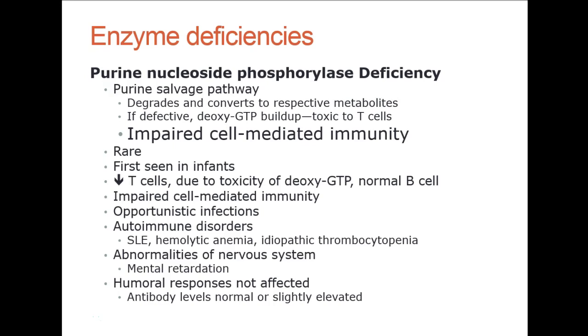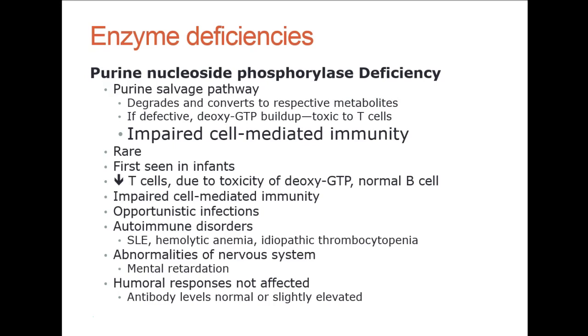Next, we'll look at an enzyme deficiency, purine nucleoside phosphorylase deficiency. There's a purine salvage pathway. It degrades and converts respective metabolites, and if it's defective, we get a GTP buildup, which can be toxic to T cells. We then see impaired cell-mediated immunity. Very rare. We see it in the infants. There's going to be an actual decrease in T cells due to this toxicity of that deoxy-GTP.